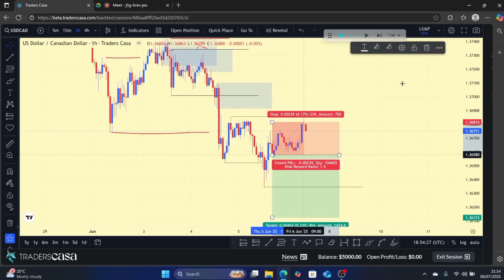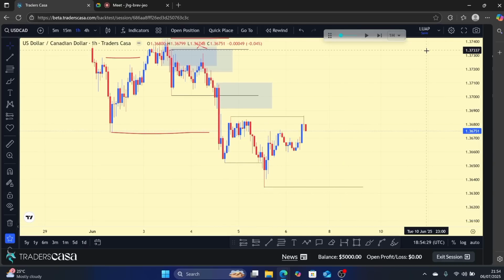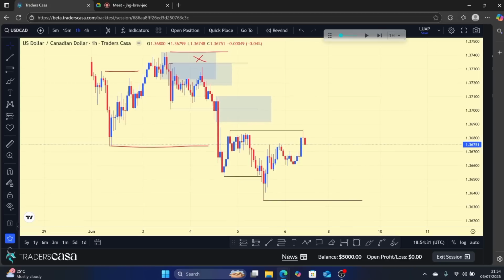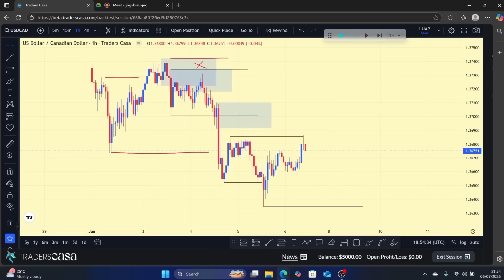So don't do that. Even if you see a lower time frame confirmation aligning with the reversal, don't do that. Don't just ignore this order flow. That's the reason I'm telling you to mark the order flows first. Make sure that the inducement is taken out.